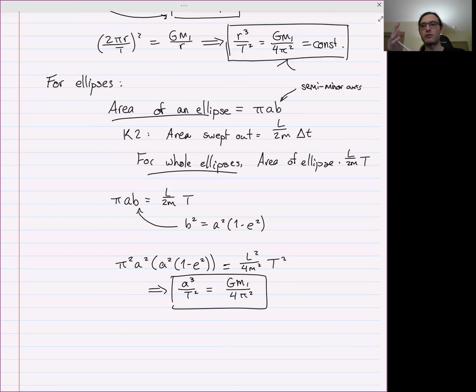So they're kind of on different footings, the second law and the first and third, but just keep that in the back of your head.